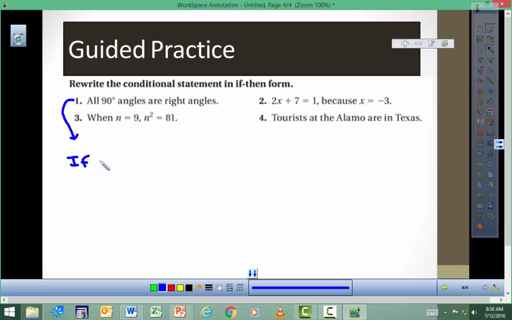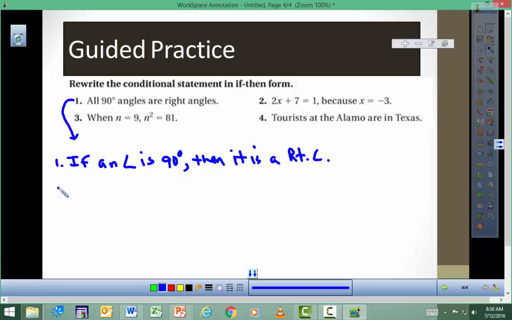Okay, so if an angle is 90 degrees, then it is a, and I'm going to abbreviate right angle like this, then it is a right angle. Okay, so that takes care of that one. That one's pretty easy, right? Number one.